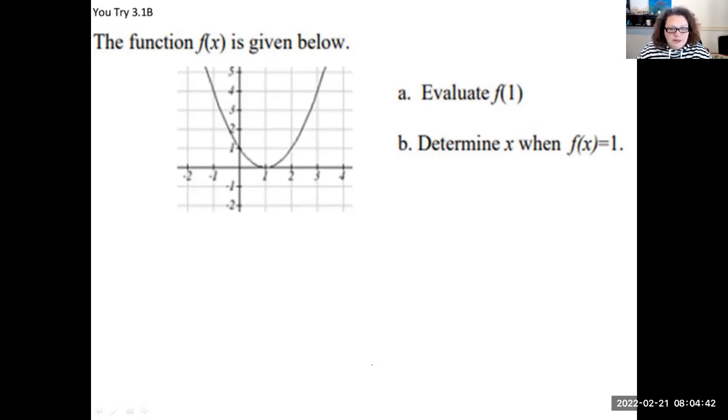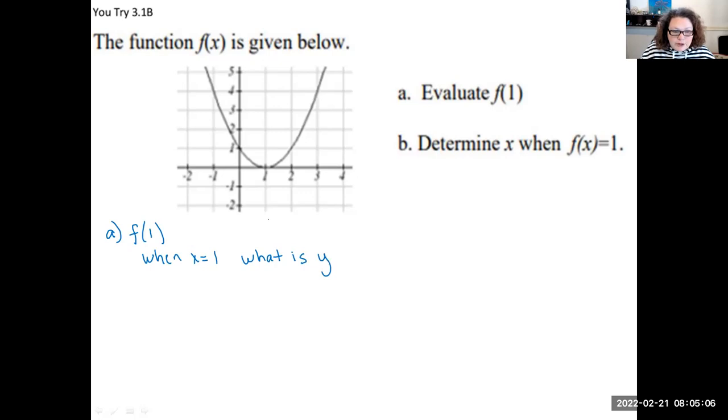Okay, so the first one is evaluate the function when x is equal to 1. So A is function of 1. And that means when x is 1, what is y? Because remember, function of x is equal to y.